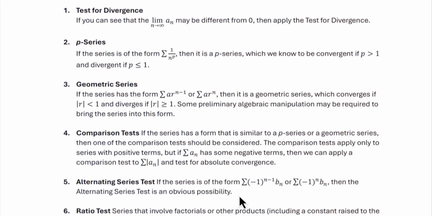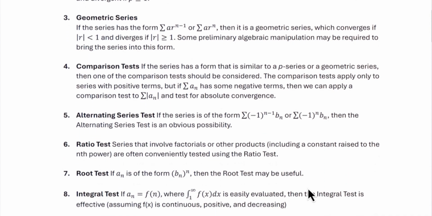Alternating series will be in the form -1 raised to the n minus 1 times b sub n, or -1 raised to the n times b sub n. If we have this situation, we often use the alternating series test. We also have a ratio test. We use this test typically when we have factorials in the series, or if we have other products, including a constant raised to the nth power. The root test is used typically when we have an nth power as well.